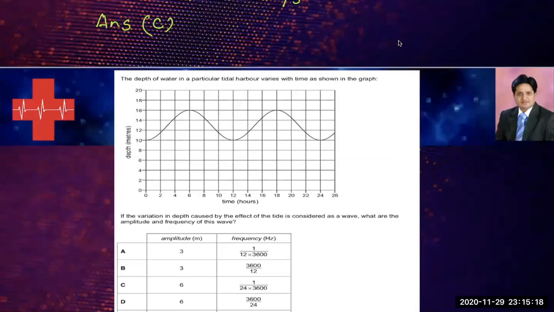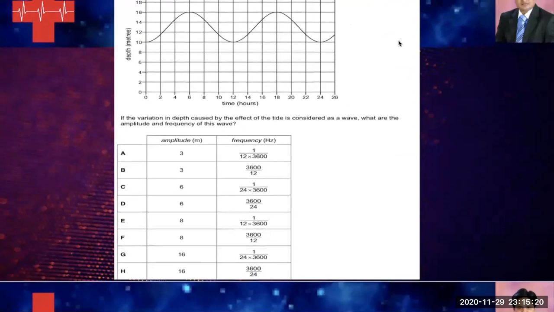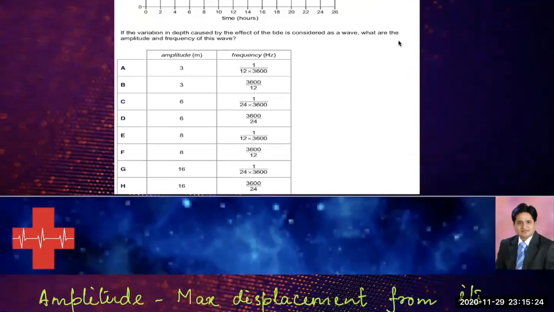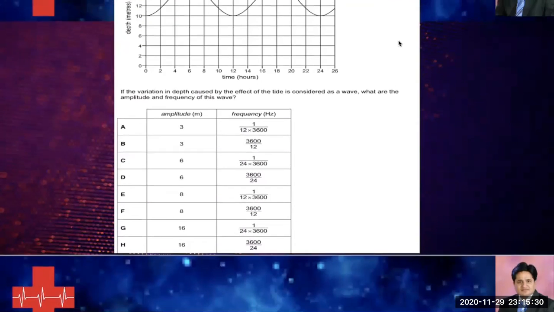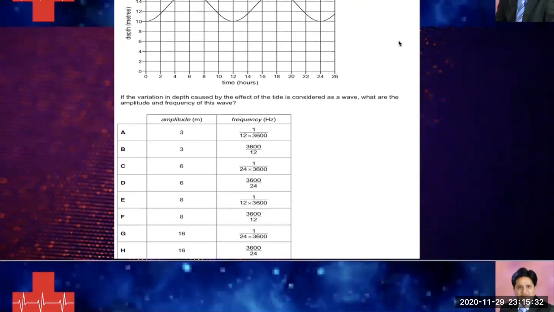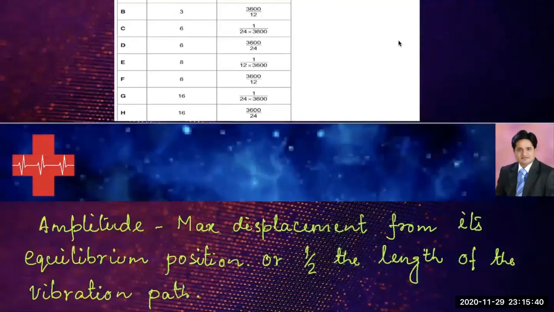So what's the length of the vibration path? If you look here, this is 10 and this is 16. So that would be half of 16 minus 10, and that gives you 3 meters. So our amplitude becomes 3 meters. However, we have A3, B3, so definitely it has to be between A and B. Now let's look at the frequency.